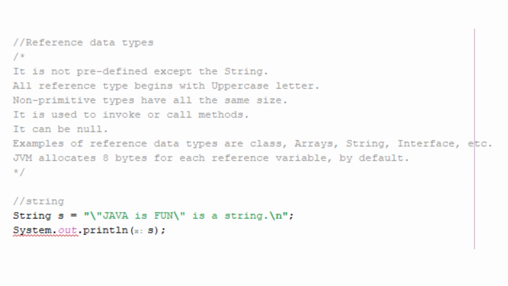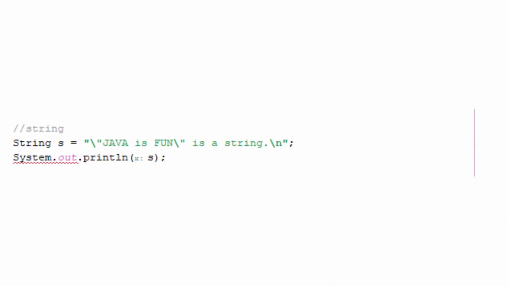There are multiple types of reference data types, but for this one, we use specifically string because this is the most common one that is used. So if you can see here, I declared string s, "Java is fun." It's a string. I had it printed out. Let me show you how it all looks in one console.